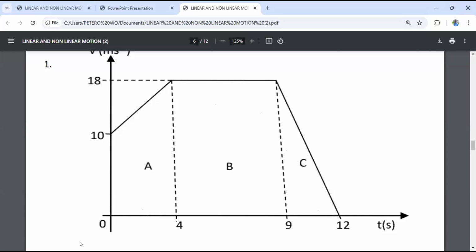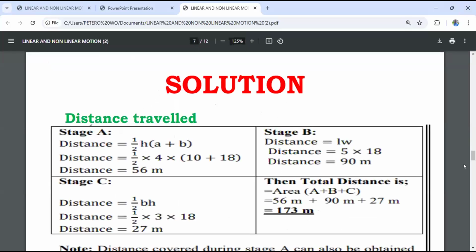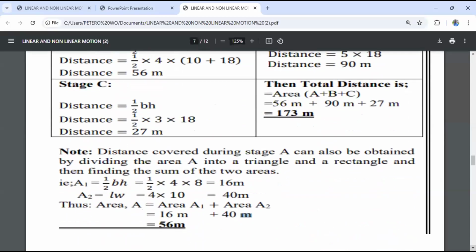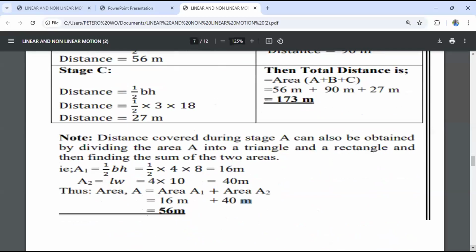So you see that that motion took us 12 seconds. If they ask for average velocity, we'll get this total distance, which is 173, and we divide it by the total time, which is 12.